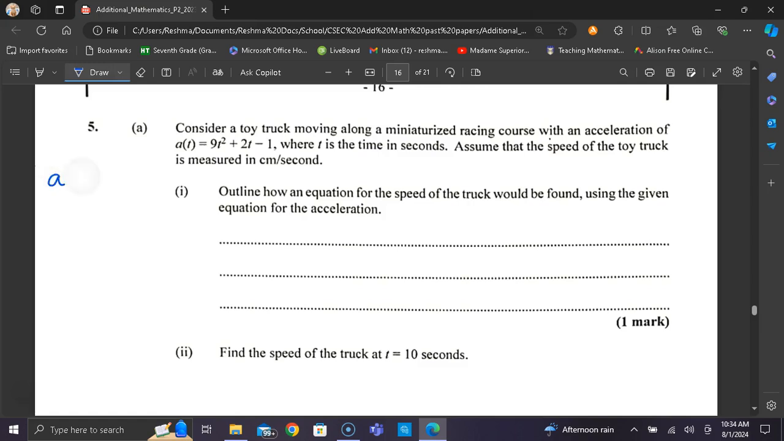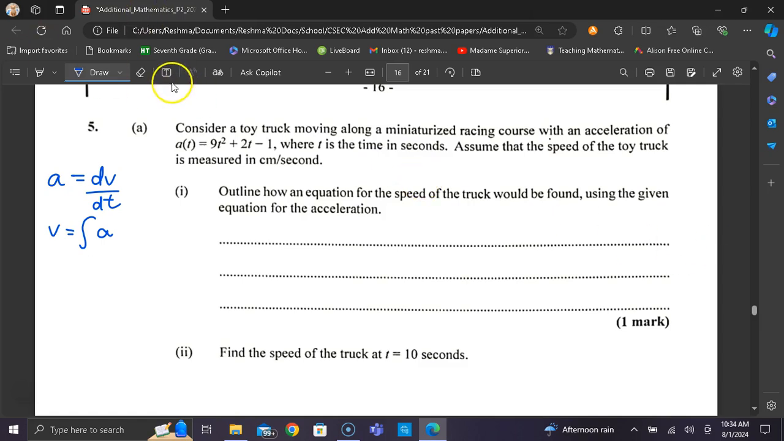A is equal to dv dt, where v stands for speed or velocity actually. Right, so change in velocity over change in time. So therefore, if we need to find v, we need to do the opposite of differentiating, which is integrating. Okay, so therefore we have to integrate the expression for acceleration.